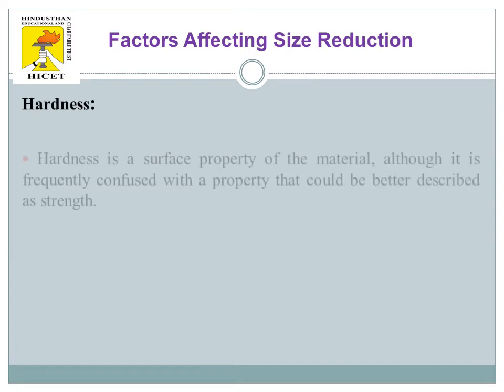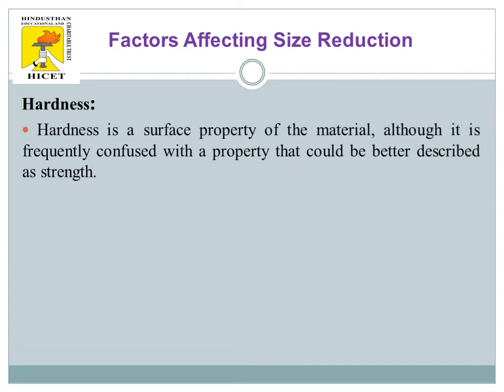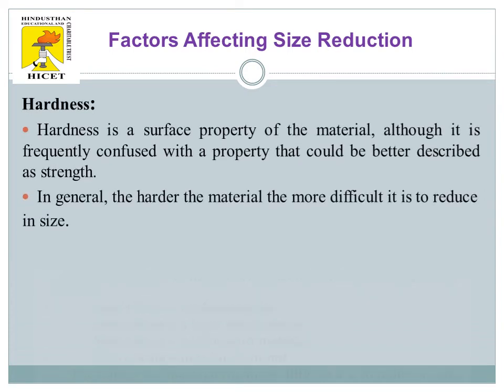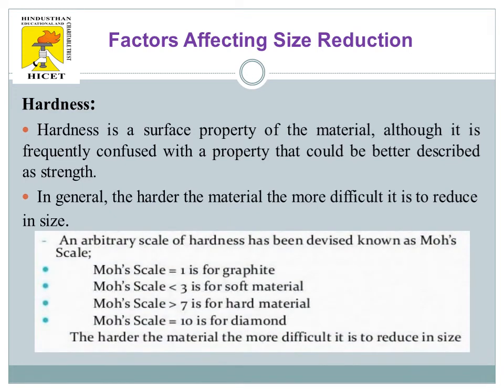Another foremost parameter which affects size reduction is hardness of the material. Hardness is a surface property of the material, and it is frequently confused with the property that could be better described as strength. In general, the harder the material, the more difficult it is to reduce the size of the material.